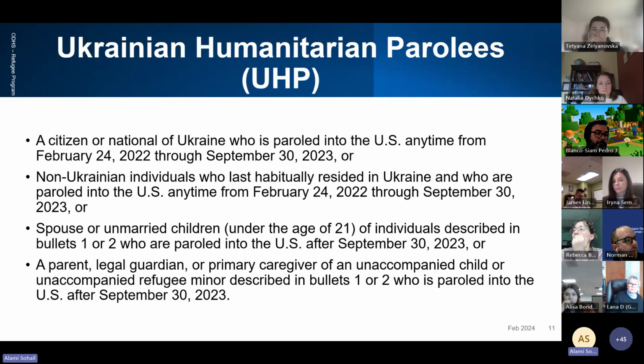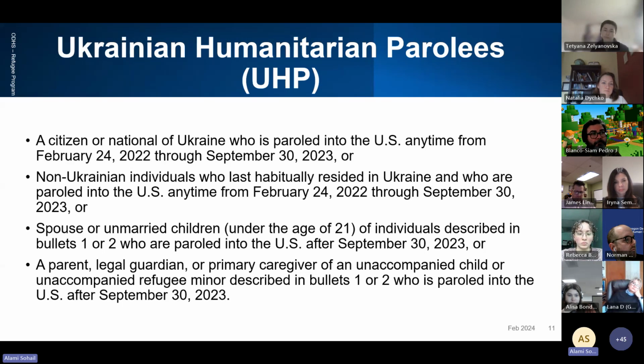Ukrainian humanitarian parolees are very similar to Afghan humanitarian parolees, but there's a caveat. For Afghan humanitarian parolees, it is only citizens or nationals of Afghanistan who are eligible. For Ukrainian humanitarian parolees, it could be a citizen or national of Ukraine who is paroled between February 24 of 2022 and September 30th of 2023, or a non-Ukrainian individual who last habitually resided in Ukraine, who was paroled between February 24 of 2022 and September 30th of 2023.